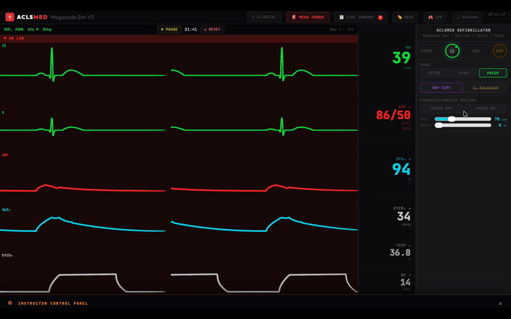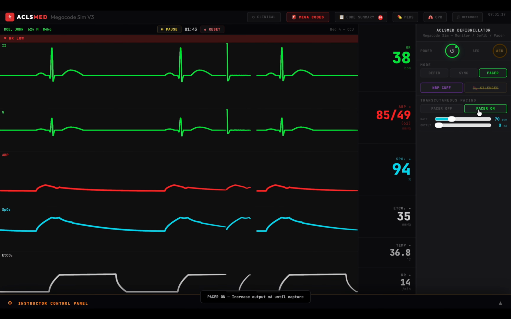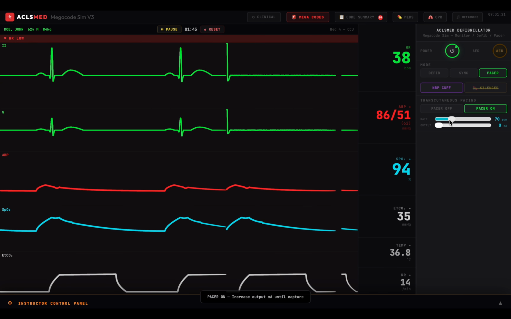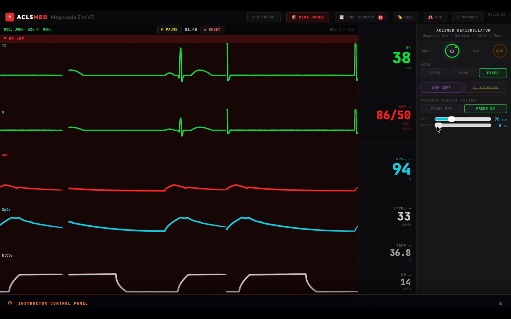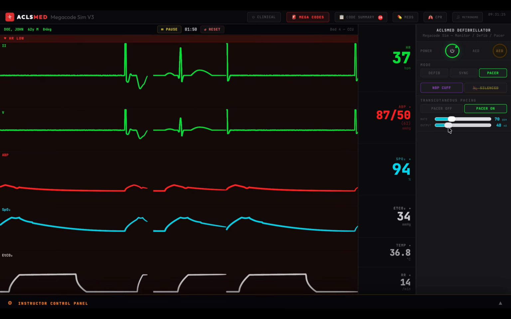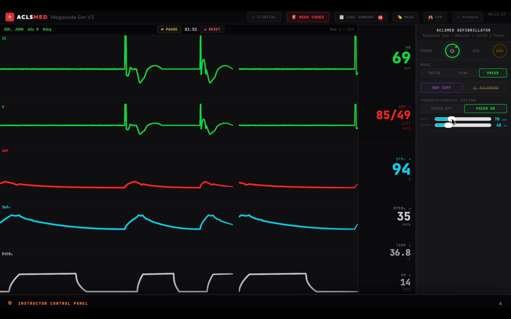You can shock, you can pace, you can push meds from a full crash cart, and every decision you make matters. Give the wrong drug, and the patient deteriorates. Miss the shockable rhythm, and you lose them.